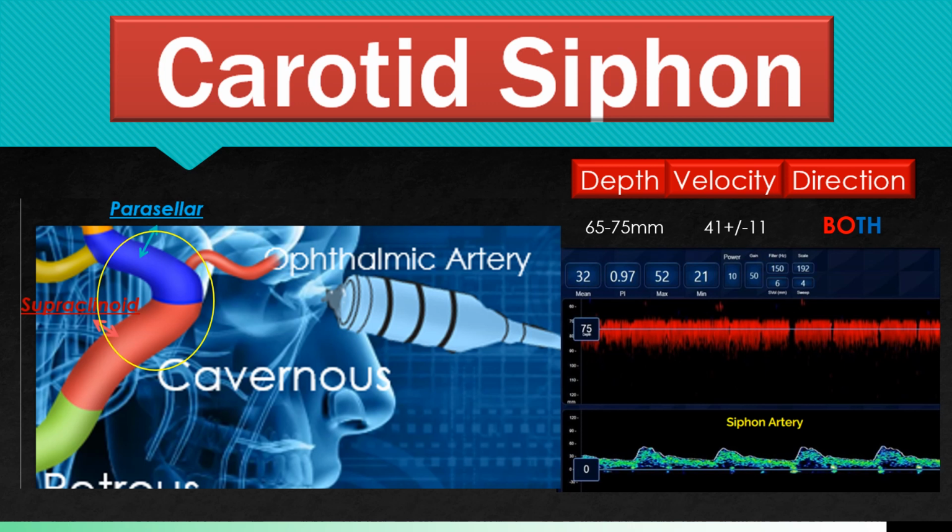Moving on to the carotid siphon. The carotid siphon lives at depths of 65 to 75 millimeters with mean flow velocities of 41 plus or minus 11. Now with the siphon, it is a curvature, a tortuous vessel. It curves just behind the eye, as you can see here in this diagram. Because it does curve, you can find blood flow towards the probe or away from the probe, and it's just going to depend on what segment you are insonating as to whether you get the red or the blue blood flow.